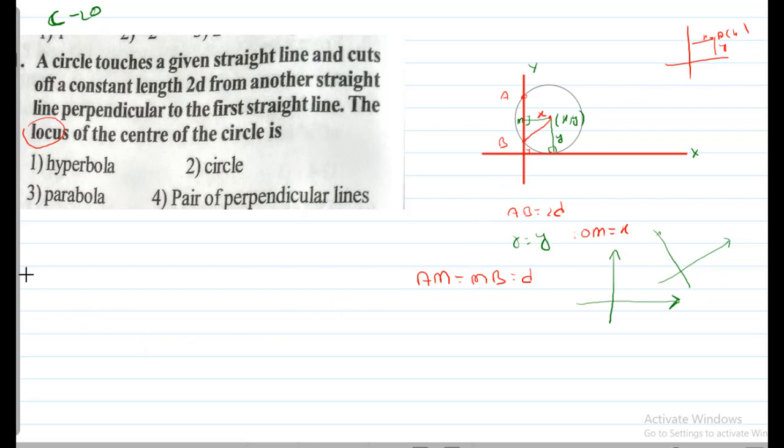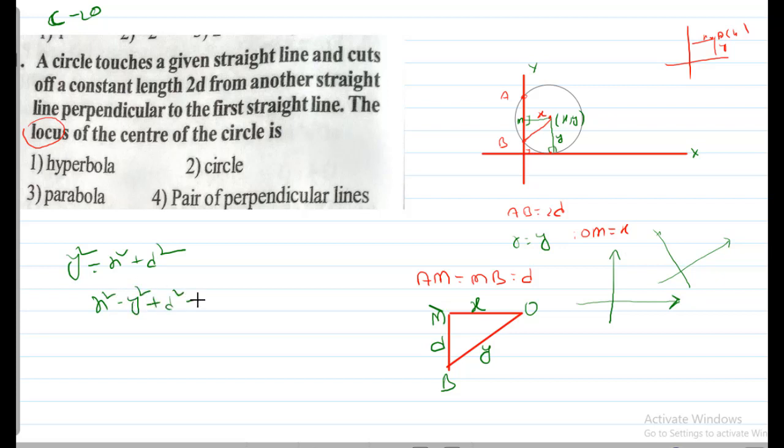Okay. Now using a small right triangle here, so I want to draw it separately. Okay, the name of the right triangle: here M, here O, here B. This is x, this is y, the radius. Okay. So this is d. So I want to create the relation between these. So y square equal to x square plus d square, or x square minus y square plus d square equal to 0. This represents the equation of a hyperbola. That's why our answer should be hyperbola.